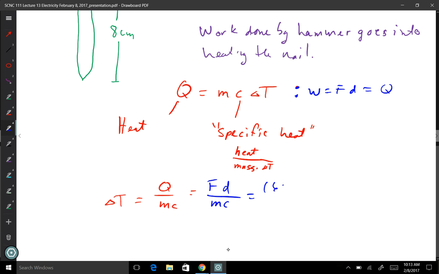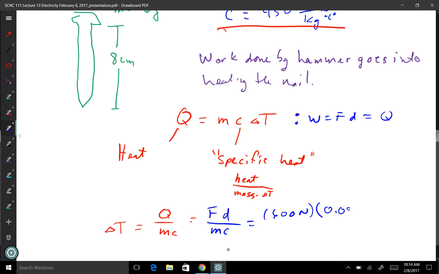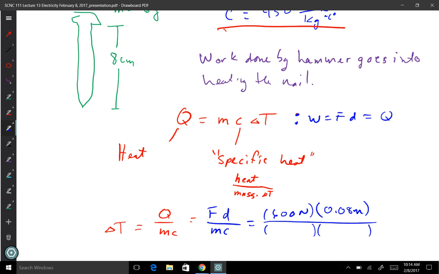So I have force times distance over mass times specific heat. Put in my numbers. 600 newtons times the distance. How far am I going to drive the nail? 8 centimeters. So that's 0.08 meters. Divide by the mass. What units does the mass have to be in? Kilograms. The problem gave us grams. So how do you convert it from grams to kilograms? Divide by 1,000, because a kilo is 1,000. So that's 0.006 kilograms. Sorry, my kilograms is not legible.